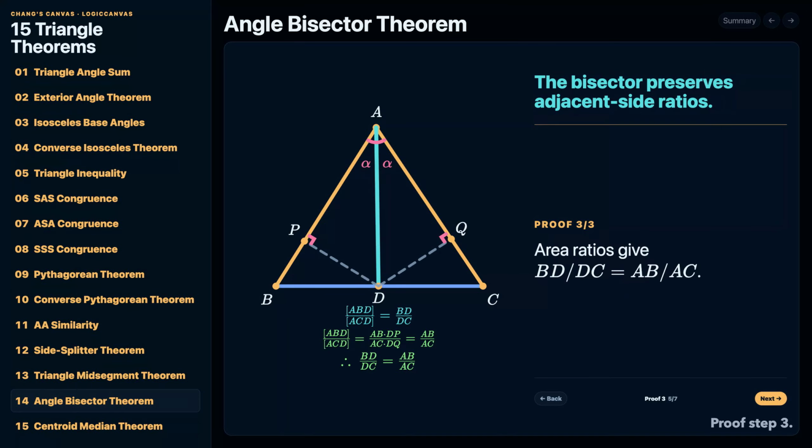Next, using bases BD and DC, the triangles share the same altitude from point A, so their area ratio is BD over DC. Using bases AB and AC, the equal heights DP and DQ make the same area ratio AB over AC. Therefore, the two side ratios are equal.